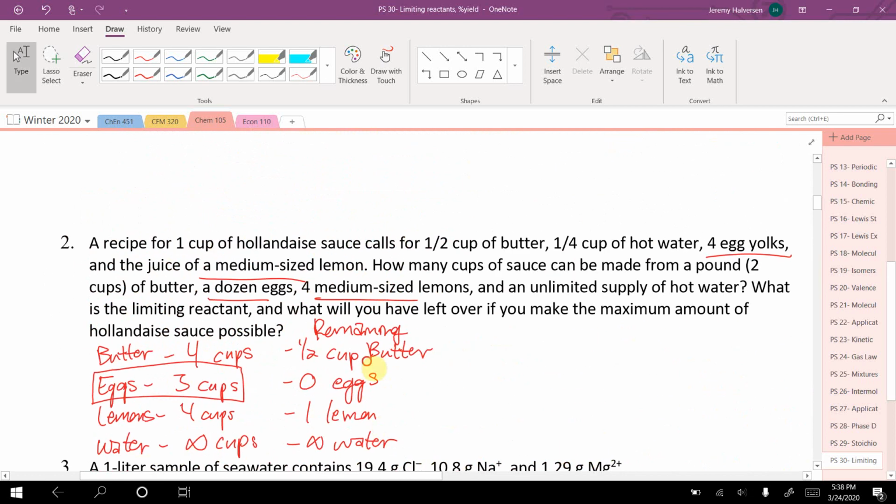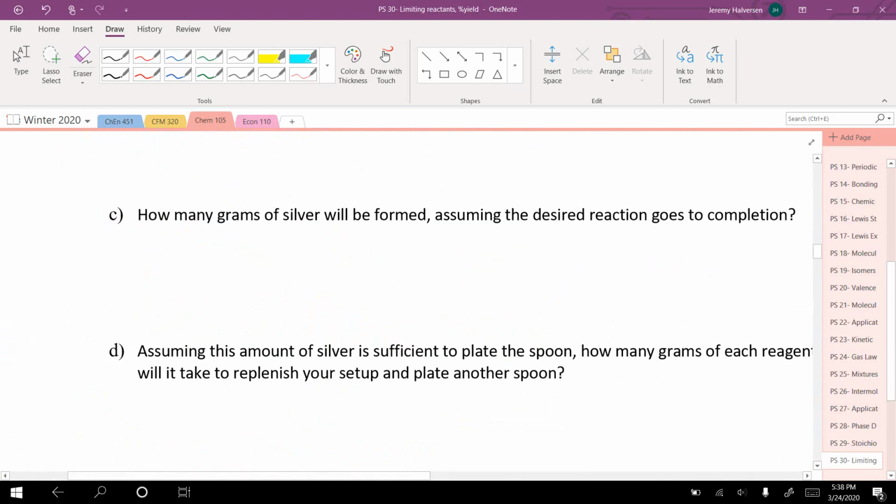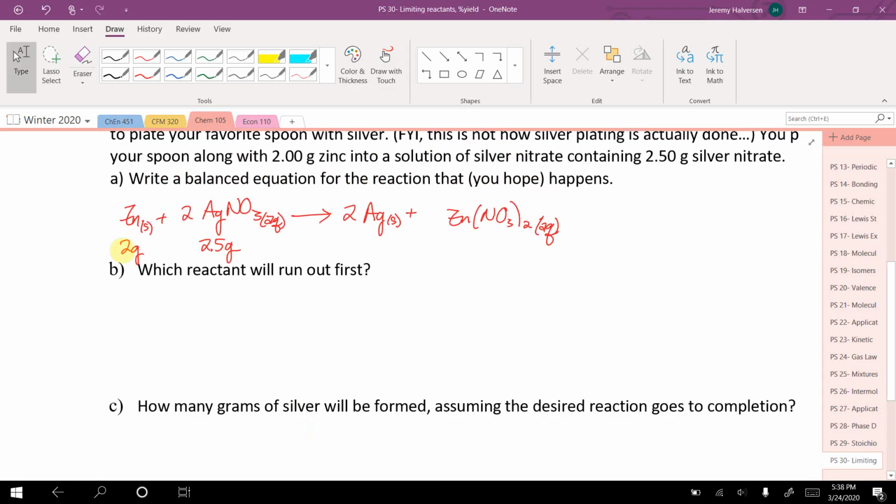And just like with the hollandaise sauce, the way we figured that out was we took each of our reactants and said, how much product can I make with that reactant? And whichever reactant made the least amount of product, that's going to run out first. We're going to do the exact same thing here. I'm going to take my two reactants, I'm going to pick a product, and whichever one makes less of that product is limiting. And here's just a trick. I'm going to look at the next problem. It asks how many grams of silver will be formed. So I'm going to pick silver as my product. I could convert to either of these, but I'm going to pick silver.